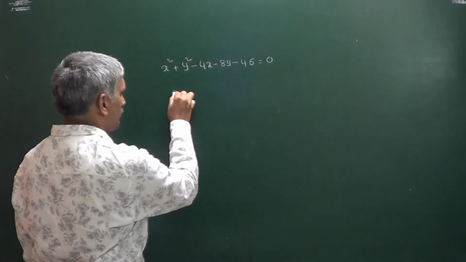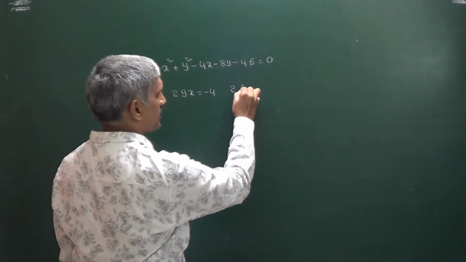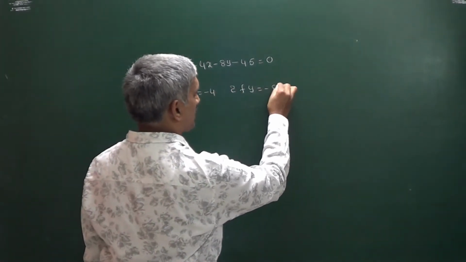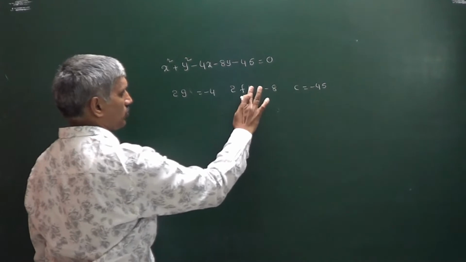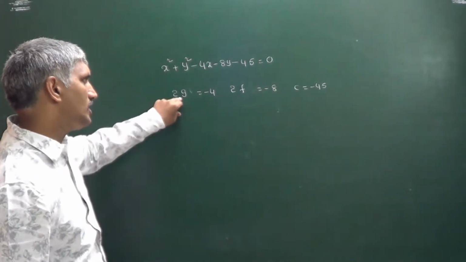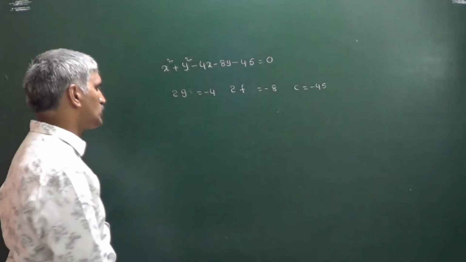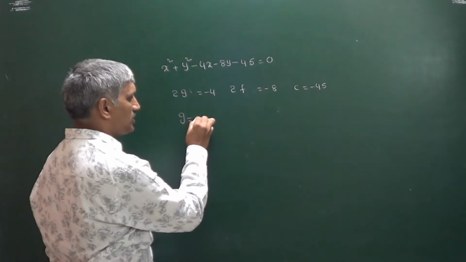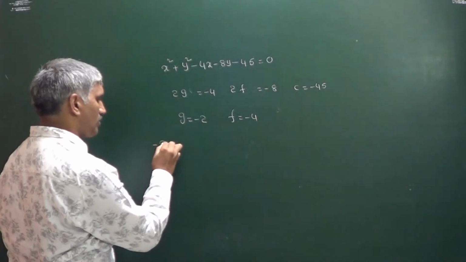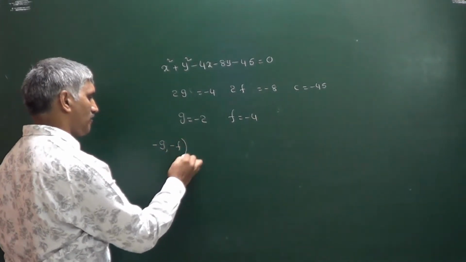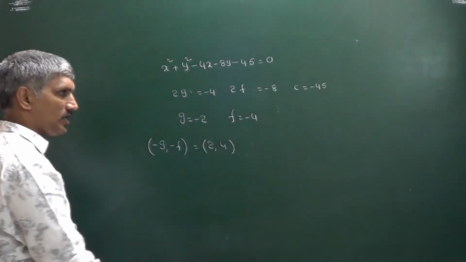Yes, you can observe. We compare with this: 2gx is equal to minus 4x, 2fy is equal to minus 8y, and the value of c is equal to minus 45. So 2g is equal to minus 4, 2f is equal to minus 8, c is equal to minus 45. Therefore we get g is equal to minus 2, f is equal to minus 4. Now the center is given by minus g comma minus f, that is equal to 2 comma 4, is the center of the circle.